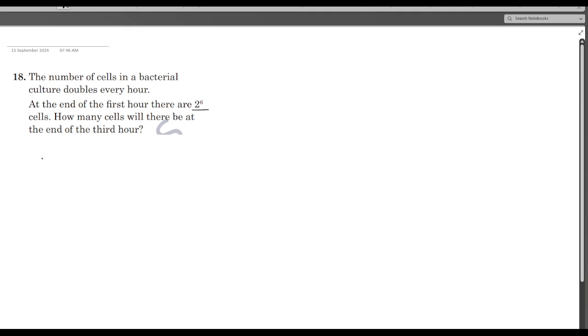At the end of third hour, so we will begin with 2 power 6. Now after first hour it will be 2 times 2 power 6, okay, which will become 2 power 7. Then again after 1 hour, this is your first hour, this is your second hour, so it will become 2 power 8, and at the end of third hour this will become 2 power 9. Every time we are multiplying by 2 only.